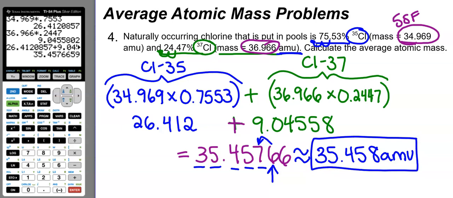To check to make sure it's reasonable, we want to make sure it's between both of our given mass values. It's between 36.966 and 34.969. It is indeed between those two values, so that is a reasonable answer to this problem.